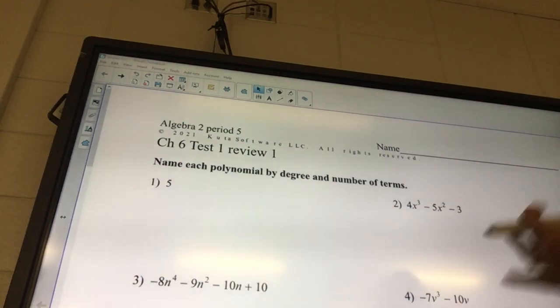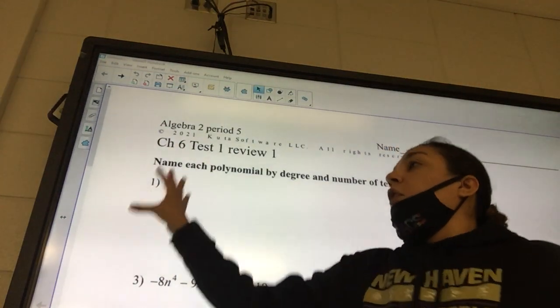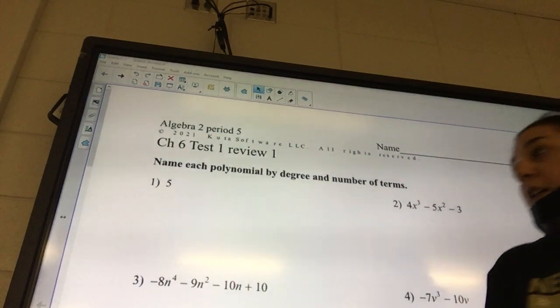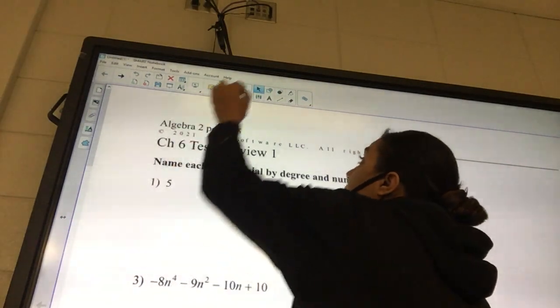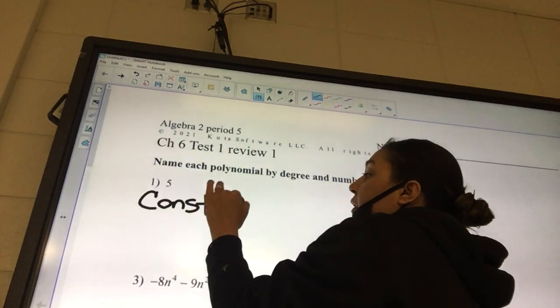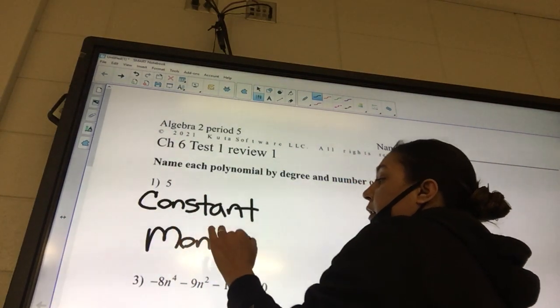Okay, so name each polynomial by degree and number of terms. So, what is the degree, the highest exponent? It's 0. It's a constant. And then how many terms does it have? 1. Monomial. So it's a monomial. How many answers should all these have? 2. Yeah, 2.